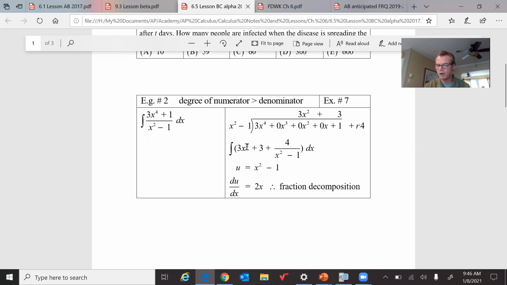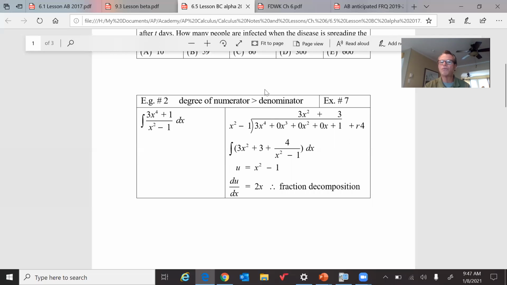Well, this is power rule in reverse, this is power rule in reverse, but this one we've got a problem. So for this, we're going to use fraction decomposition. Why? Because the denominator is u equals x squared take away 1, and you would need du of 2x, and you can't introduce that. So you have to break this down, okay? So we're going to deal with fraction decomposition now on the PowerPoint, but it's only for the back half of the problem, because the degree of the numerator was bigger than the degree of the denominator.